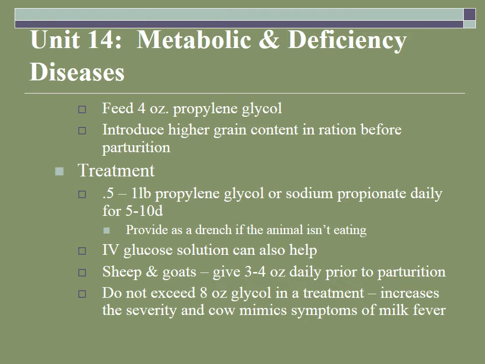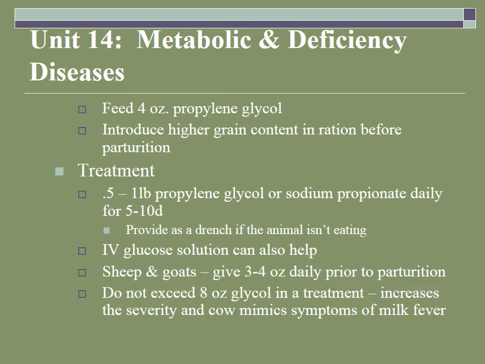You can feed up to about 4 ounces of propylene glycol, which is a sugar water type product, and that will help mobilize sugar into the blood so that we decrease ketone bodies. And then a little bit higher grain content in the ration prior to calving, and about 3 weeks is a great time to slowly add a little bit more grain, a little bit more carbohydrate to that diet prior to parturition, just to help add a little bit of energy to the diet and get them used to it. But again, you don't want to go crazy so that they gain weight in those last 3 weeks.